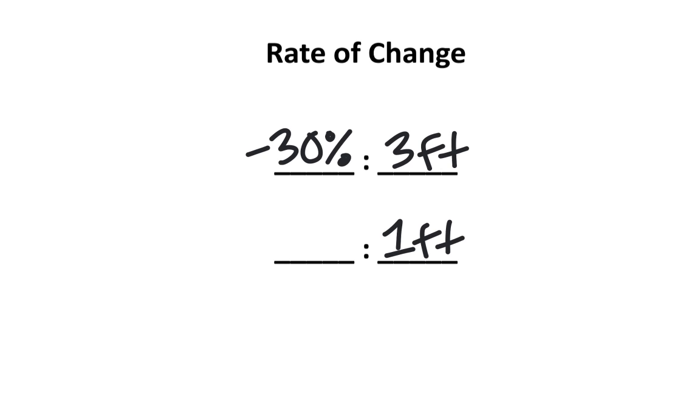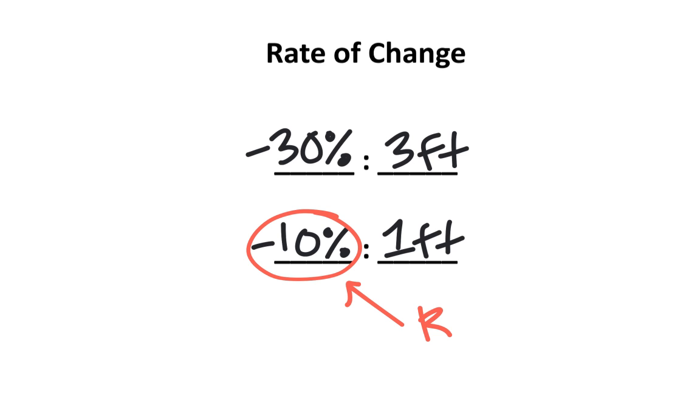So if the field goal percentage decreases by 30% for every 3 feet, that means it's going to decrease by 10% for every 1 foot. Therefore, the rate of change would be negative 10, since field goal percentage decreases by 10% for every 1 foot.